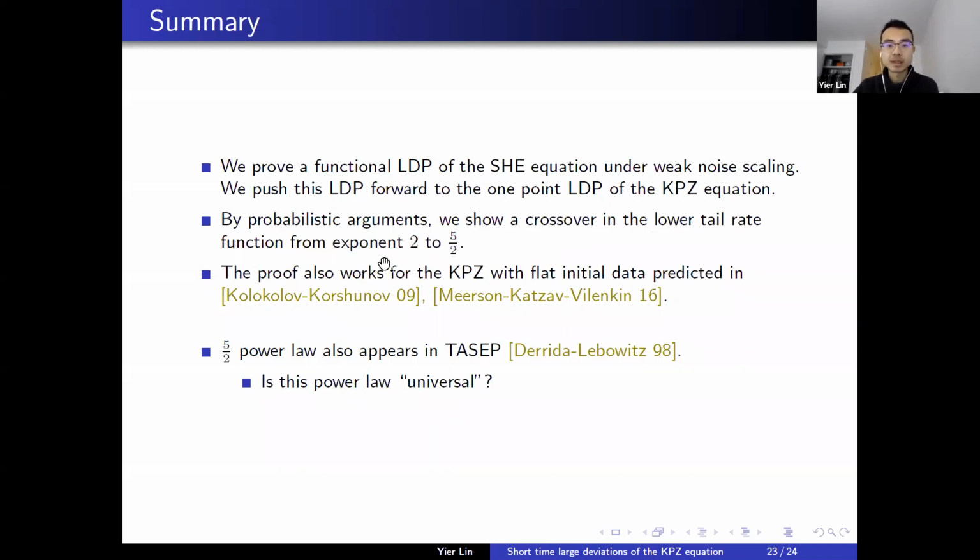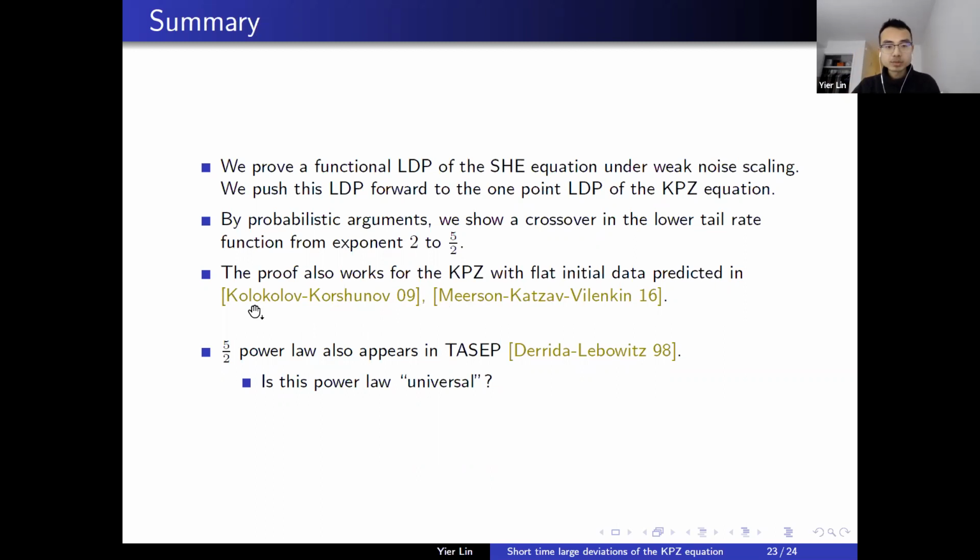I didn't tell you much about this Gaussian exponent, how to show it, but this is comparatively simple. And in this talk, I only talk about the KPZ equation starting from the narrow wedge initial data. Actually, the proof also works for the KPZ equation starting from flat initial data, which corresponds to your initial data being just a constant 0. And you can also confirm the 5/2 power law in the deep lower tail, which was predicted in the physics work by Kolokolov and Korshunov, and also Meerson, Katzav, Vilenkin, 2016.